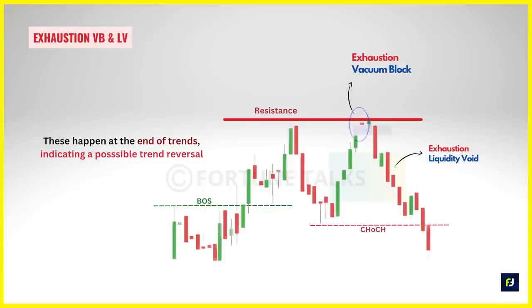As the name suggests, these get formed when the market loses steam and is nearing an end of a particular trend. And when this happens, the market forms a vacuum block or a liquidity void, indicating a trend reversal.